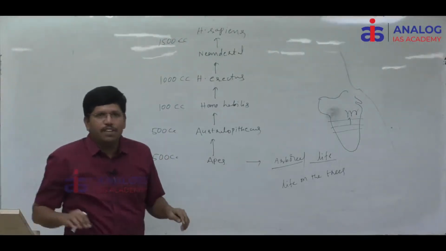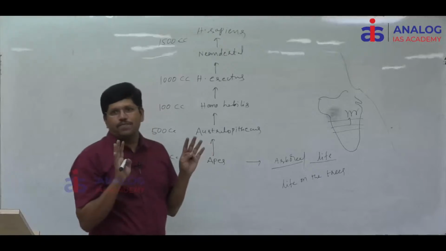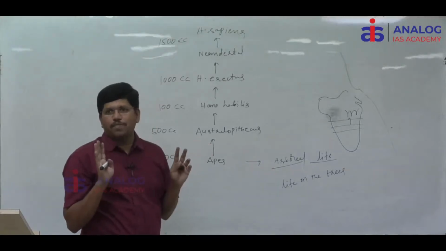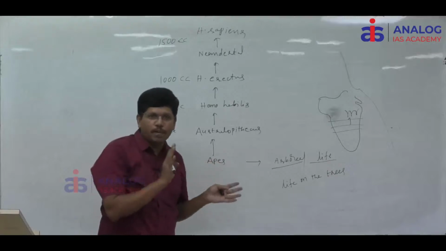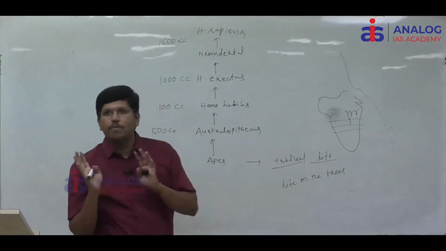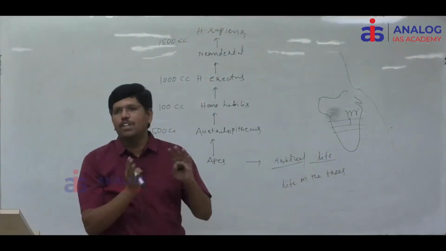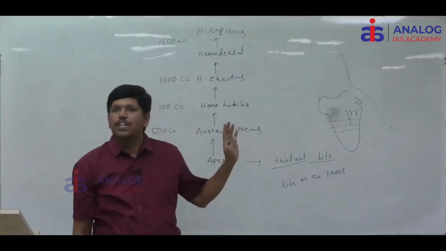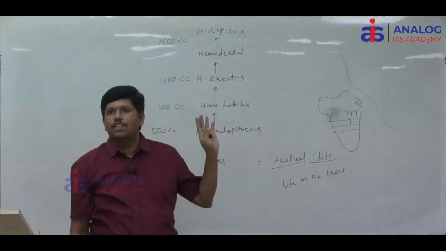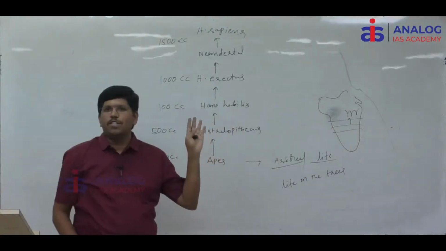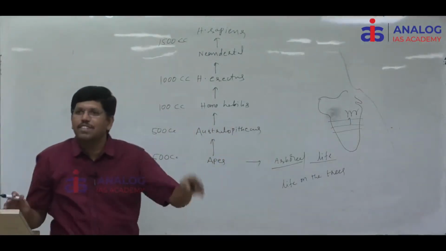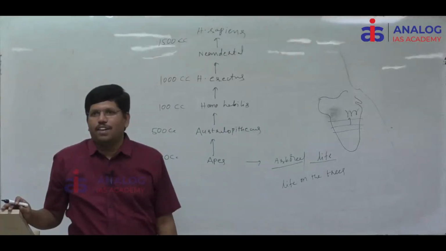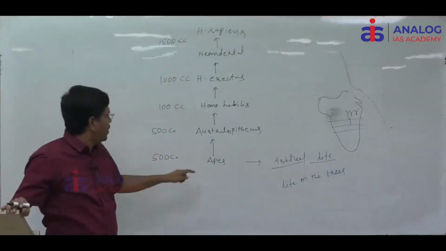And because of the new environment, they made their body erect. That's why bipedalism. That's why from 4-limbed apes, 2-limbed human beings came into existence gradually over a period of time. Millions of years it took. Nearly 20 million years. 20 million means 2 crore years. Gradually it happened. Okay.